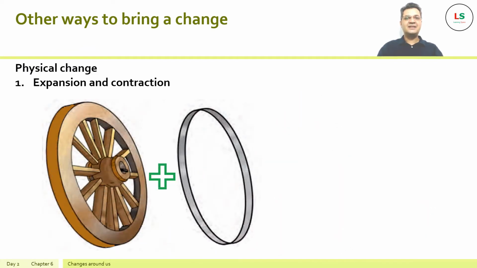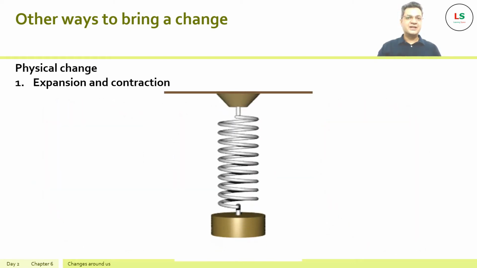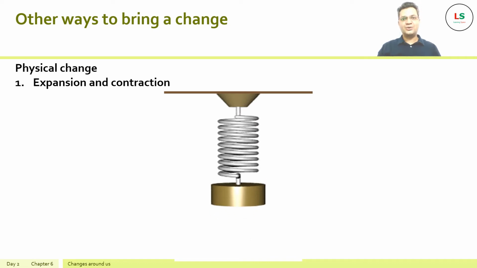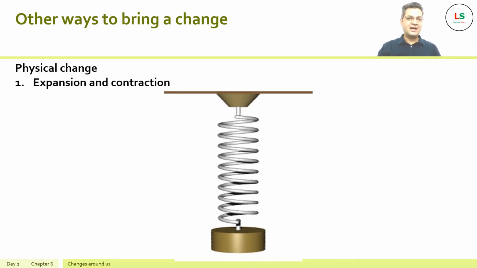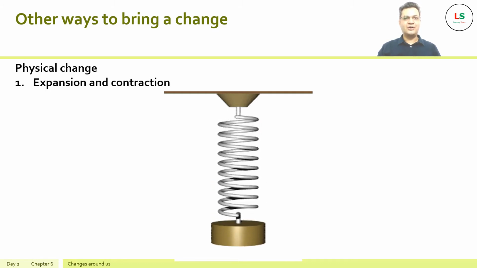Similarly, metal rim is fixed on wooden wheel of a cart. Metal rim is made slightly smaller in size than the wheel. On heating, the metal rim expands and fits onto the wheel. Cold water is poured once the rim fits and it contracts to firmly attach onto the wheel. Spring is an elastic object and stores mechanical energy. It expands and contracts within limits on the application or removal of force.